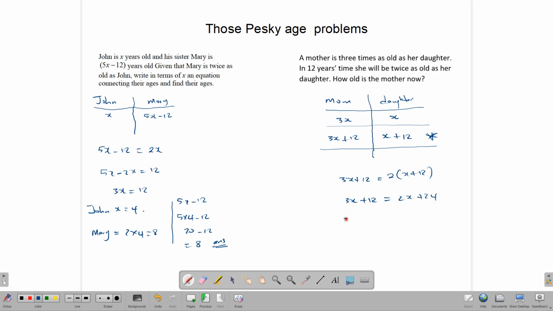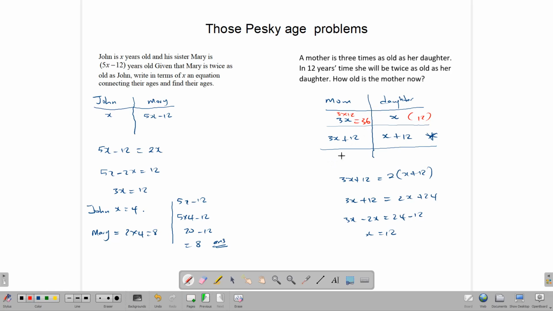Rearranging this equation gives us 3x minus 2x is equal to 24 minus 12, which tells us that x is 12, which means that her daughter is 12. We're interested in mom's age. Now, if the daughter is 12, it means that the mother is 3 times 12, which is 36.